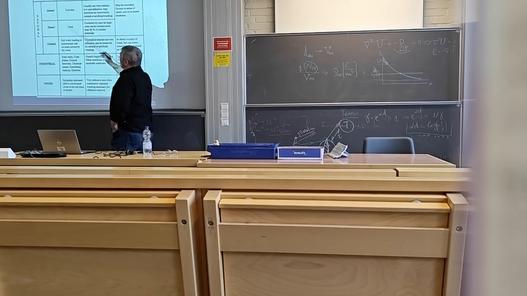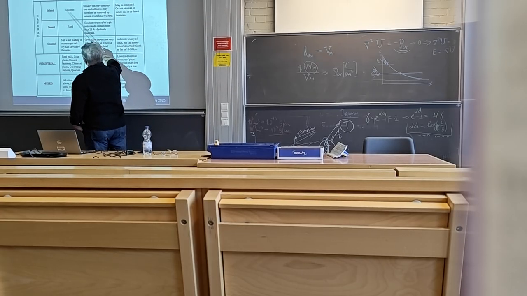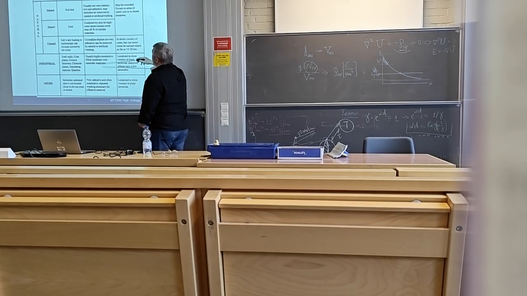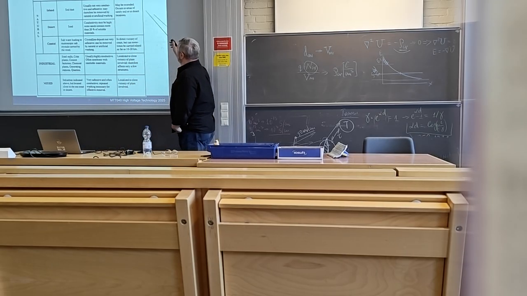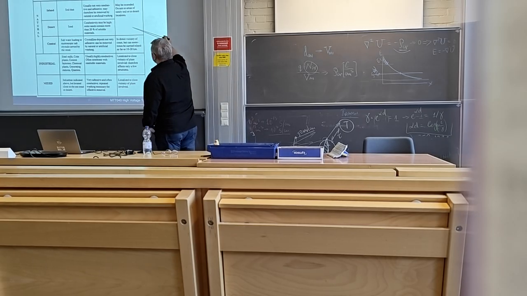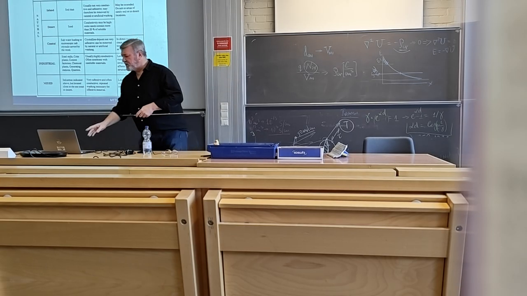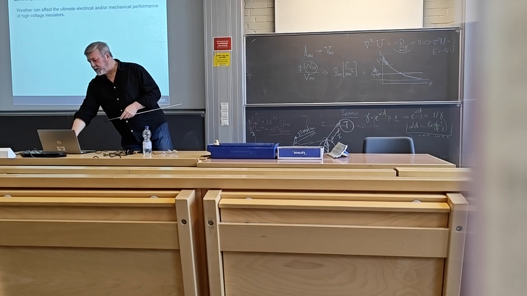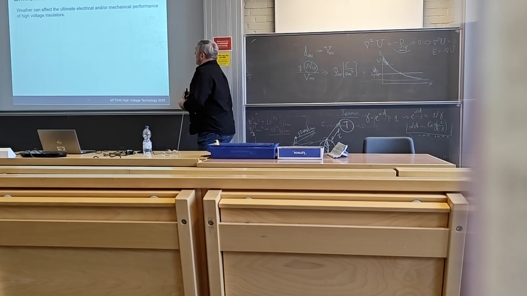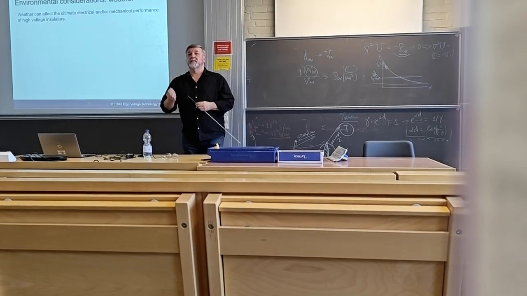Okay, it's a table summarizing different things. So locations, type of pollutants, characteristics, and then area, what to do with that, where it appears, and so on. So I will not stop on this. You can just look on the copies of these slides. Weather. So that's the important thing.